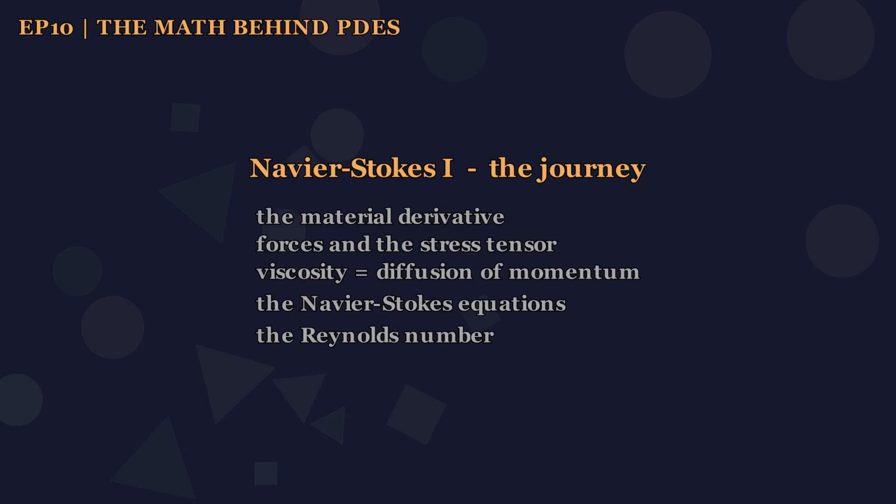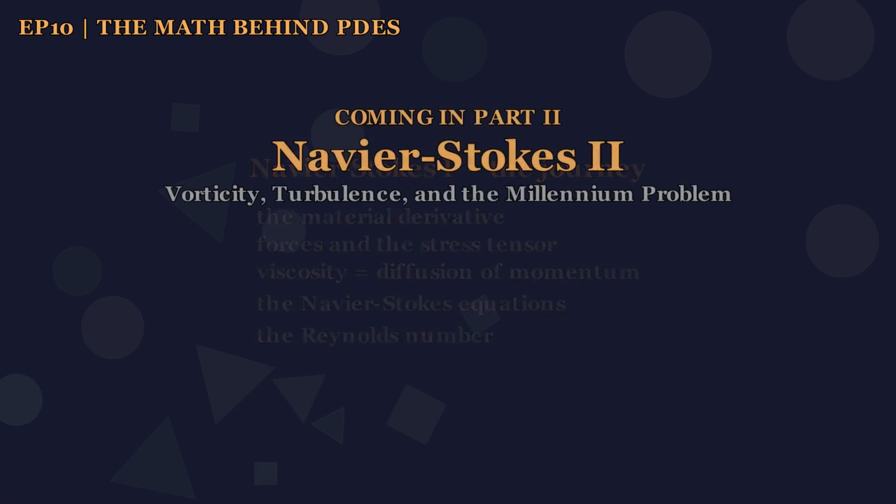In this episode, we followed a single parcel of fluid through Newton's second law. We built the material derivative, found the forces hiding in the stress tensor, discovered that viscosity is the diffusion of momentum, assembled the Navier-Stokes equations, and met the Reynolds number that decides their character. One term we did not tame, the nonlinear convective term. In Part 2, it comes for us. We will follow vorticity, watch laminar flow shatter into turbulence, and confront the Clay Millennium problem worth $1 million that asks whether these equations always have smooth solutions.